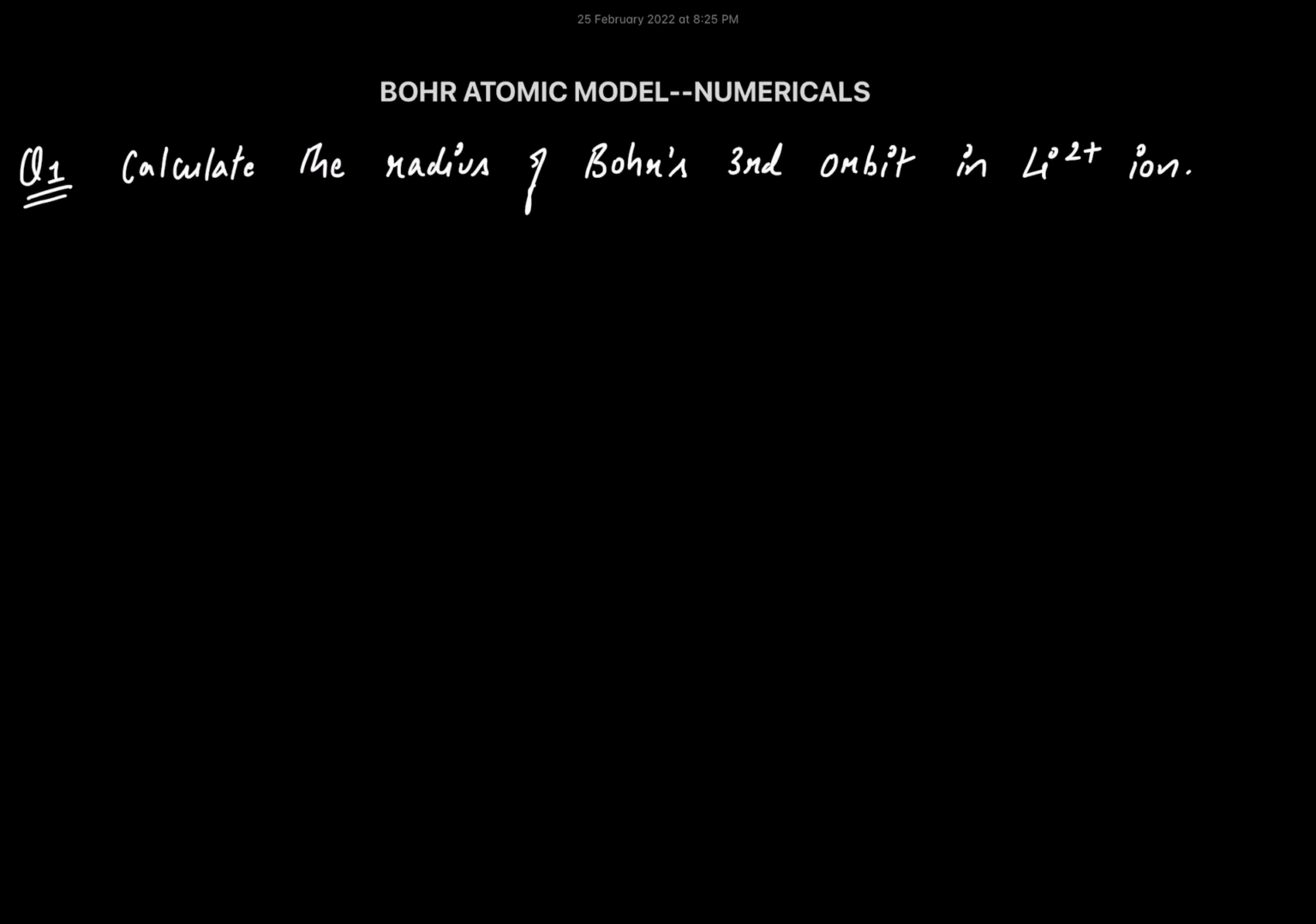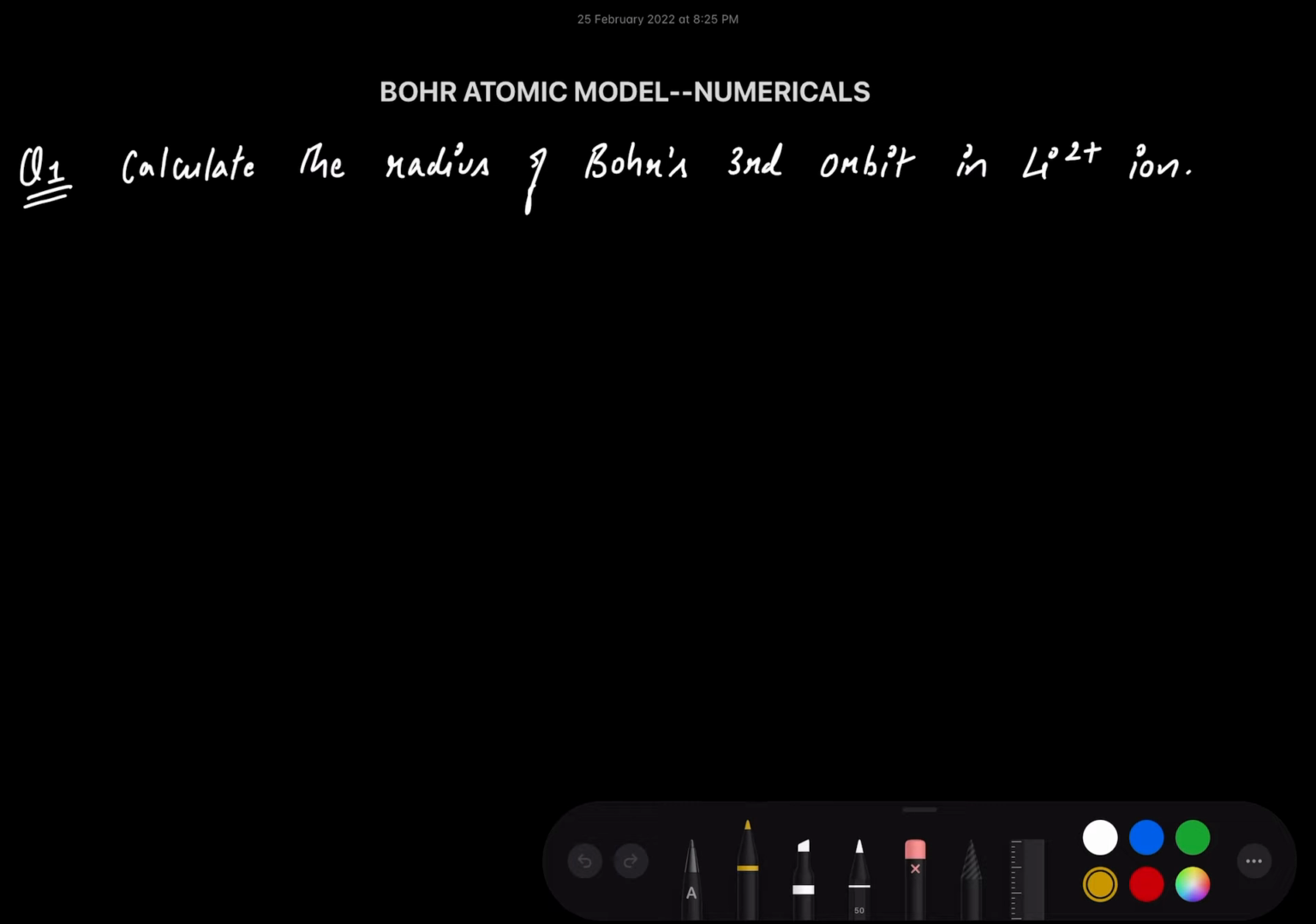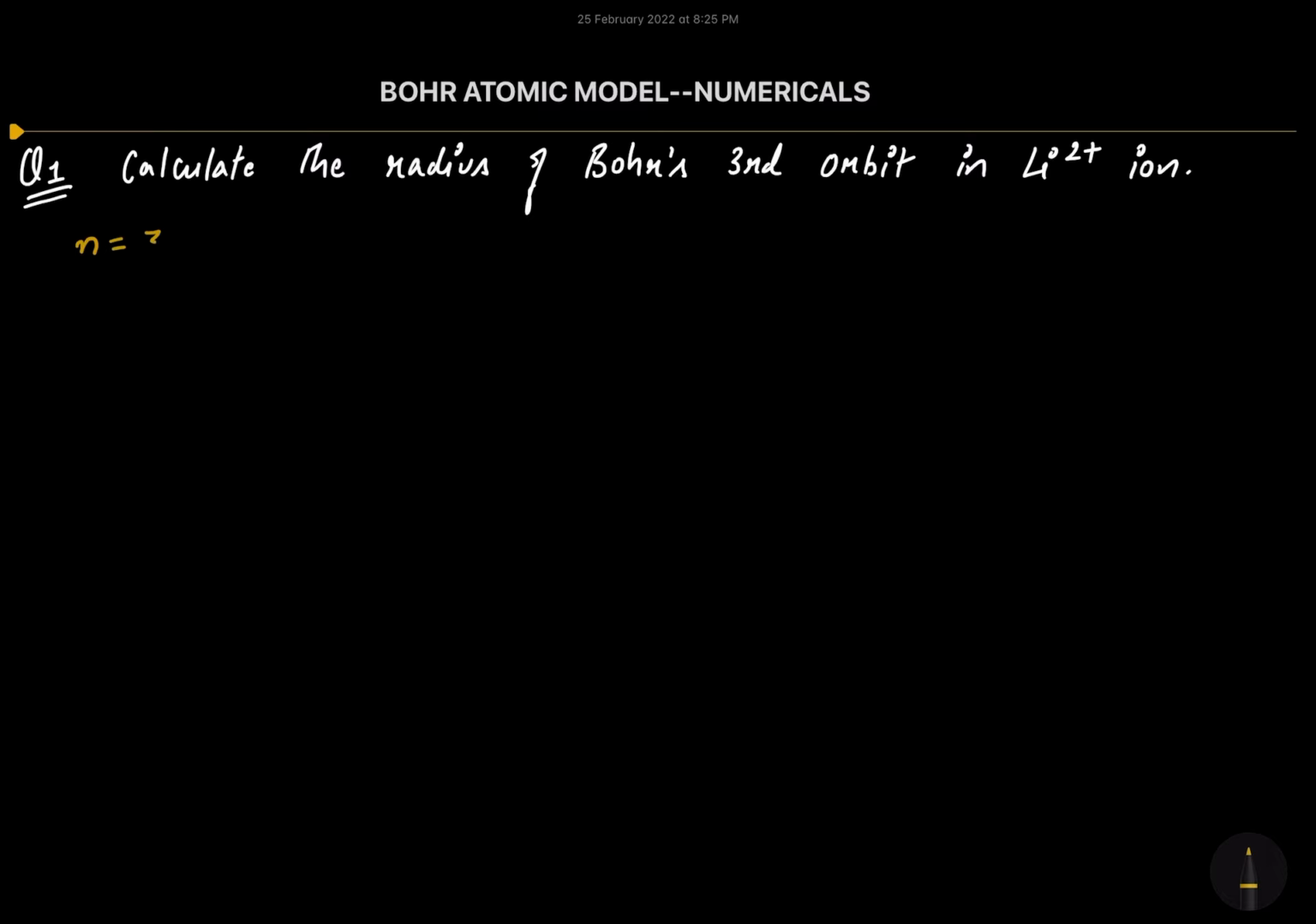So the first numerical is saying: calculate the radius of Bohr's third orbit in the Li2+ ion. First of all, specify your orbit number. In any question, always specify the given things first. My orbit number, n, comes out to be 3. Now let's talk about the atomic number. It is Li2+, and the atomic number of lithium is also 3. So we have to evaluate the radius of Bohr's third orbit.